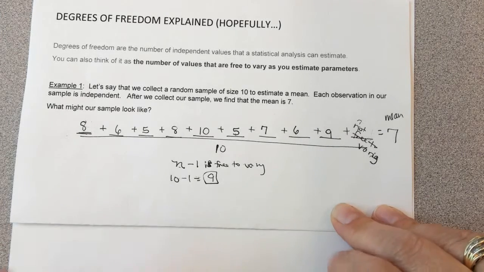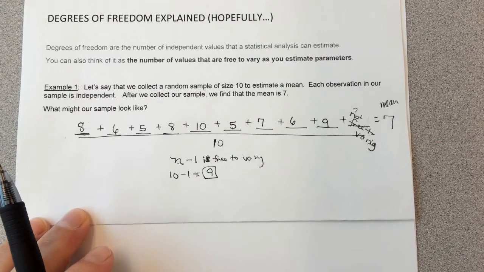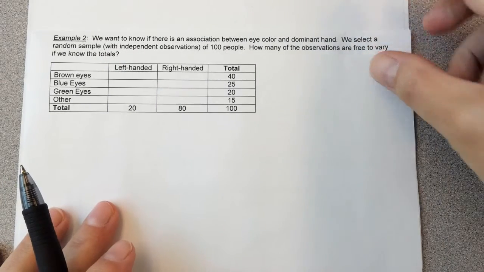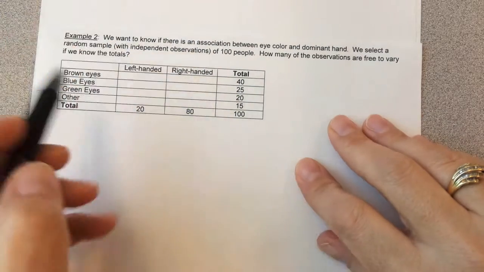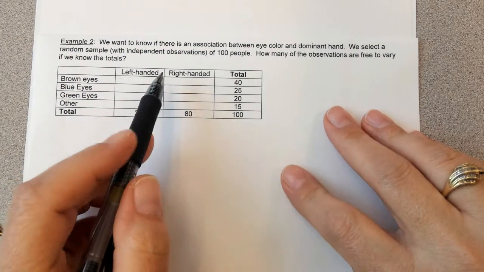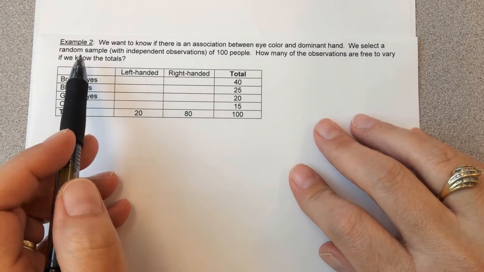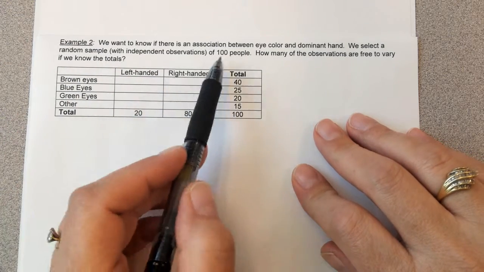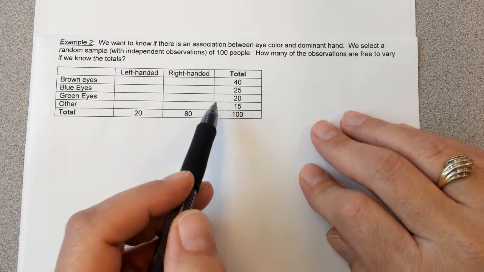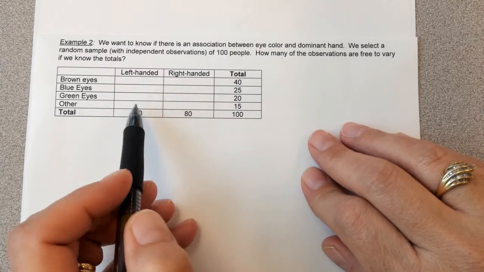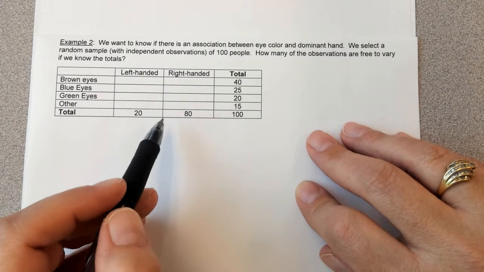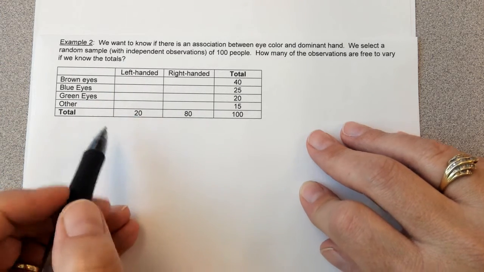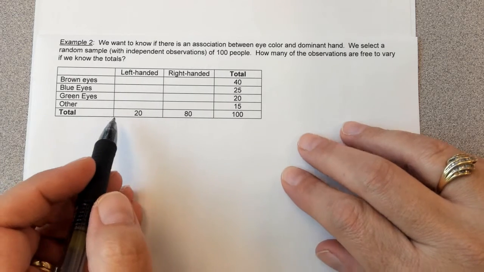Okay, now let's look at one other example of degrees of freedom. This time let's look at a chi-square situation. So let's take a two-way table like this one. We want to know if there's an association between eye color and which hand is the dominant hand. So we selected a random sample of independent observations of 100 people. So 100 people we found out whether they were left or right-handed and what color their eyes were. Some were blue, some were brown, some were green, some didn't classify themselves as any of those. I'm not sure what other is, but it's something other than the other 3.